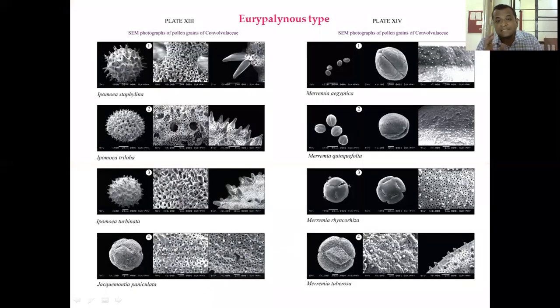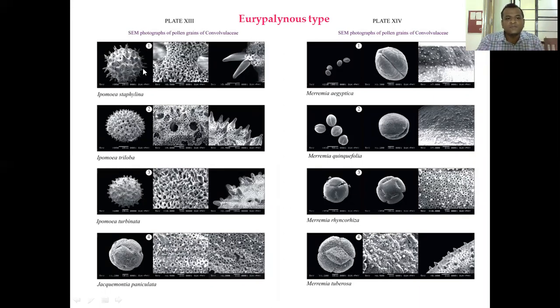Now, based on types of pollen grain, there are two basic types of families or genera, that is either Eurypalynous or Stenopalynous. Eurypalynous means in a single family or single genus, you will find variations in pollen grains. Here you can see the pollen grains of Convolvulus. See, these are SEM images. Okay, I have taken these images for the purpose of my research work.